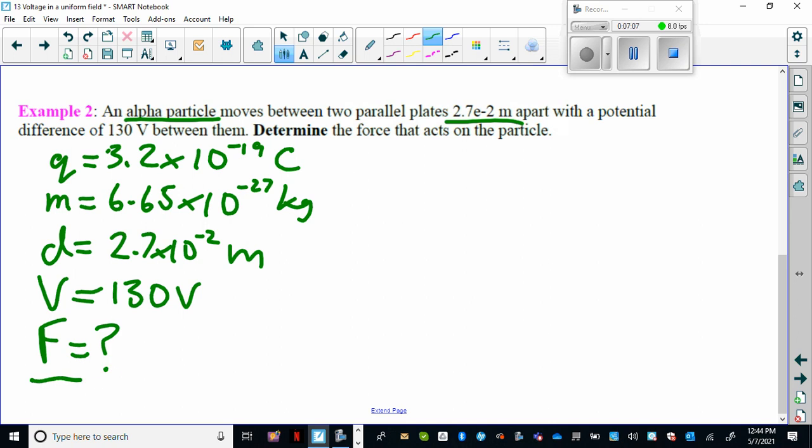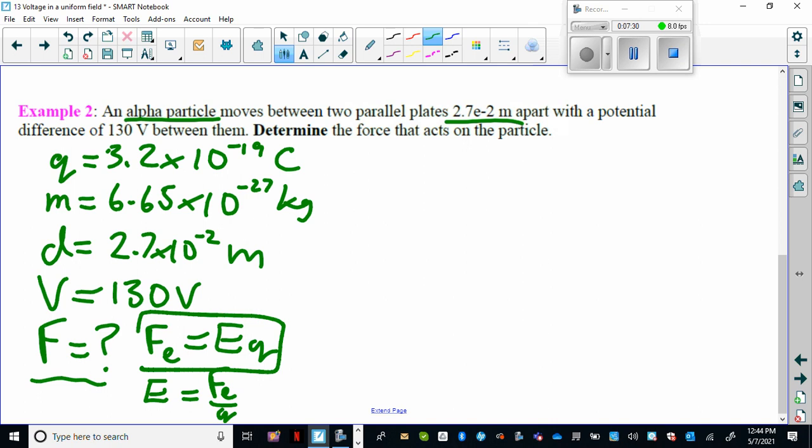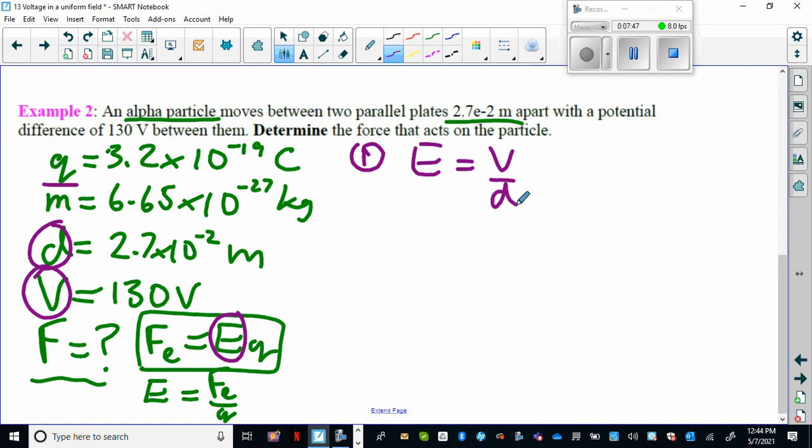So if we start from here, force equals, what is the electrostatic force equal? We have two formulas for electrostatic force, and the one that we're going to use is EQ, based on this formula here. The electric field strength equals the force divided by Q. If we arrange that for the electrostatic force, then we get this here. So what do we need? We have the charge right there. We need E, the electric field strength, and since it gives us D and V, that's pretty easy to calculate. So in step 1, the electric field strength equals the voltage divided by the distance.